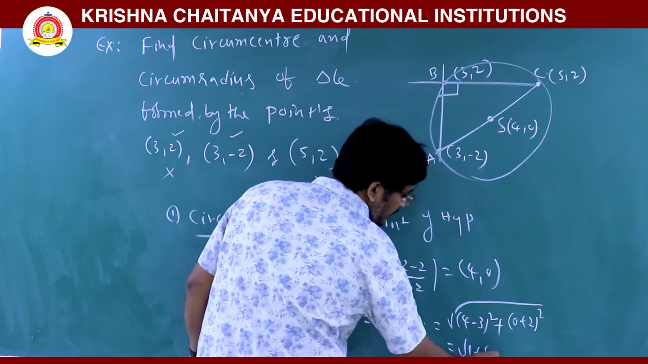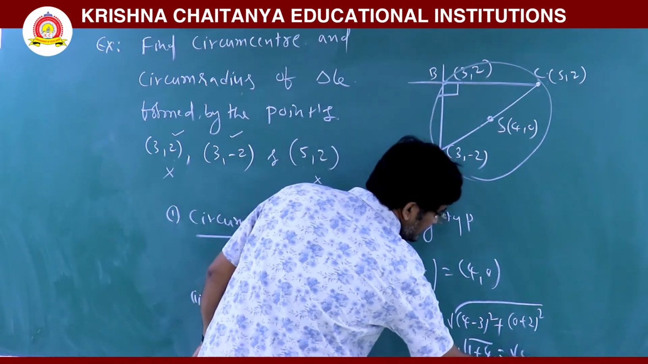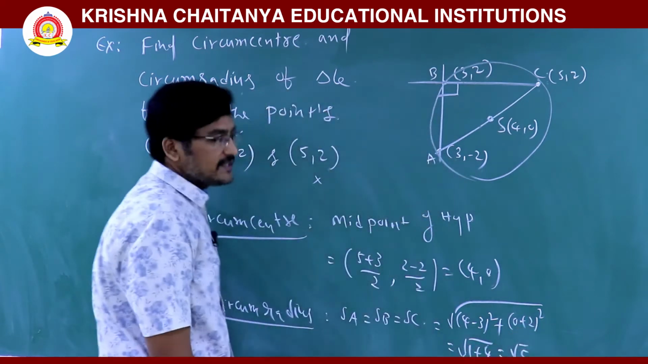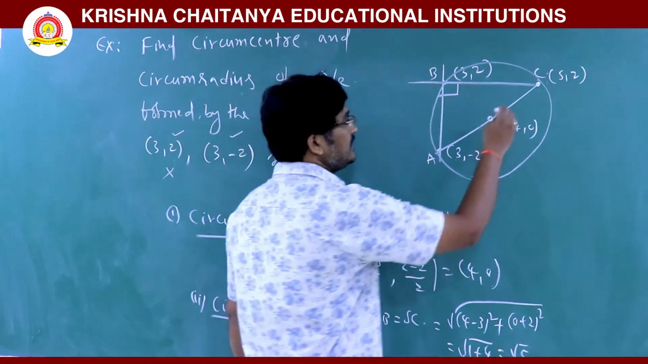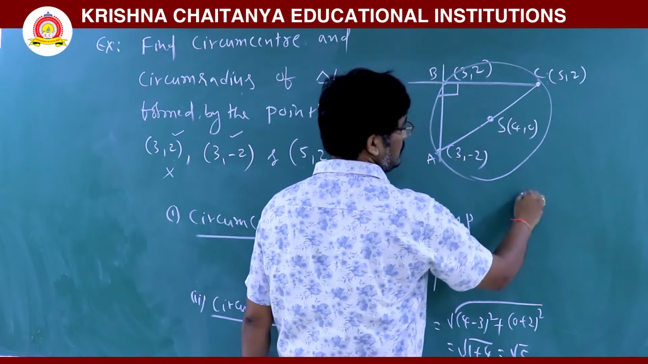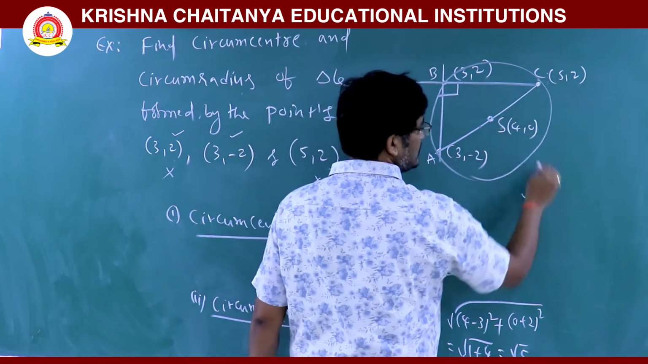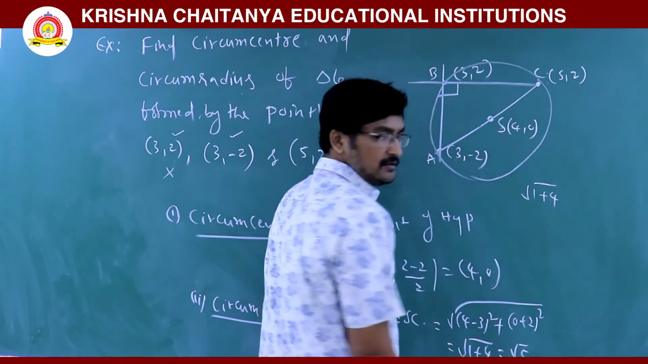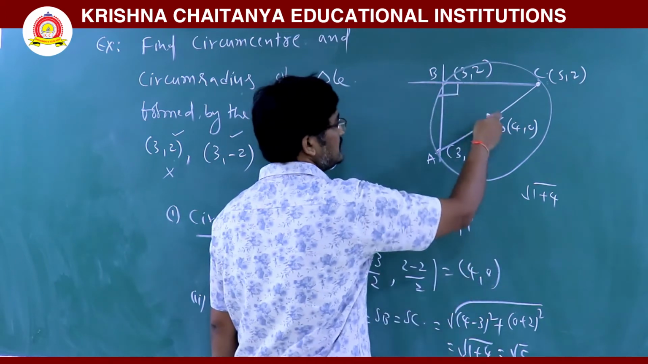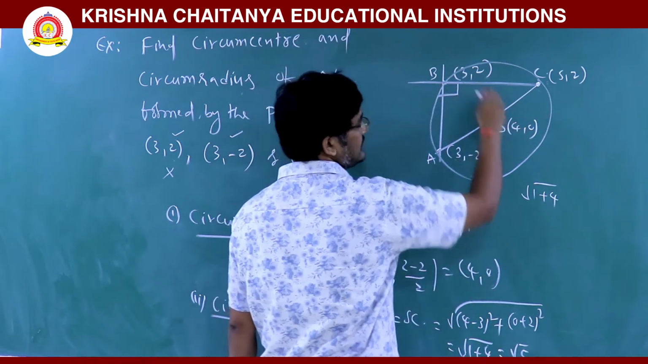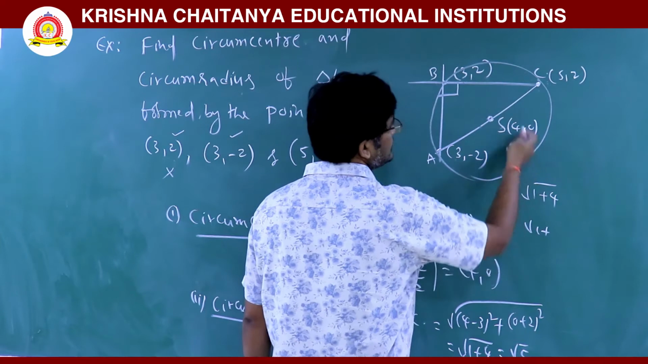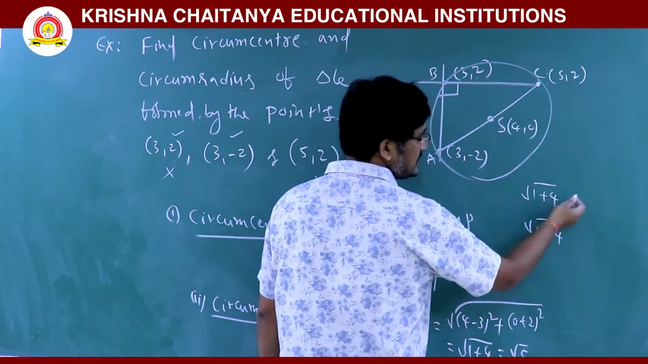This is 4. So what is the circumradius here? 5. Okay, suppose you have to find the distance SB: root of (5 minus 4) whole square plus (1 plus 2 minus 0) whole square, 4. That is also root 5. Suppose you have to find the distance between these two: root of (4 minus 3) whole square plus (1 minus 2) whole square, 4. This is also root 5.